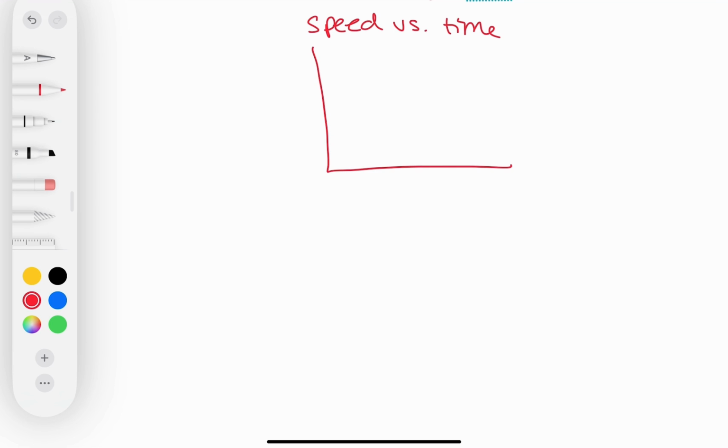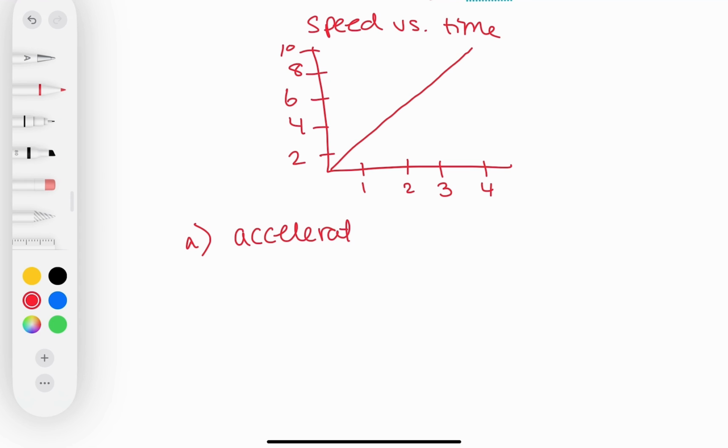So we had 1, 2, 3, 4, 2, 4, 6, 8, 10. We had some sort of line that looked like this. Okay. And so the first part said calculate the acceleration. And let me write my x and y axis so we know what's going on. So in order to find this, you have to take the slope.